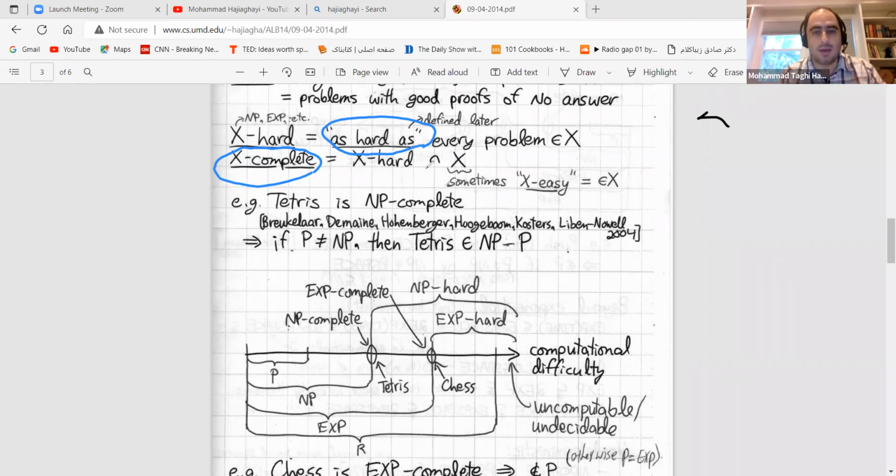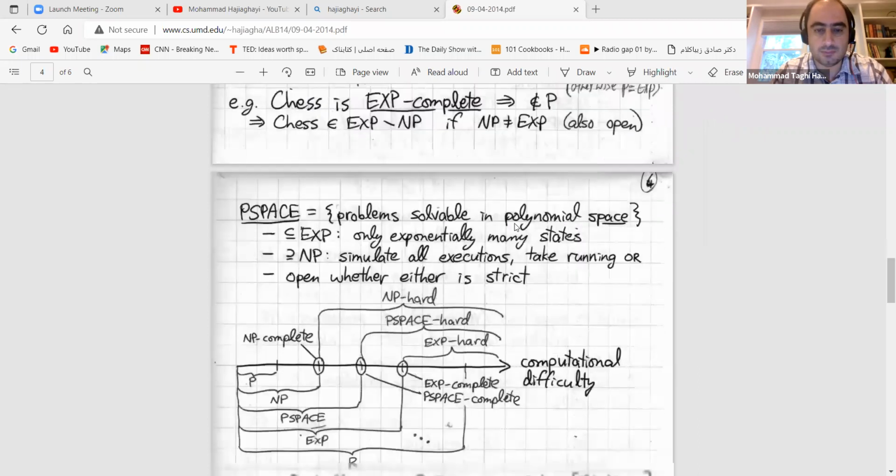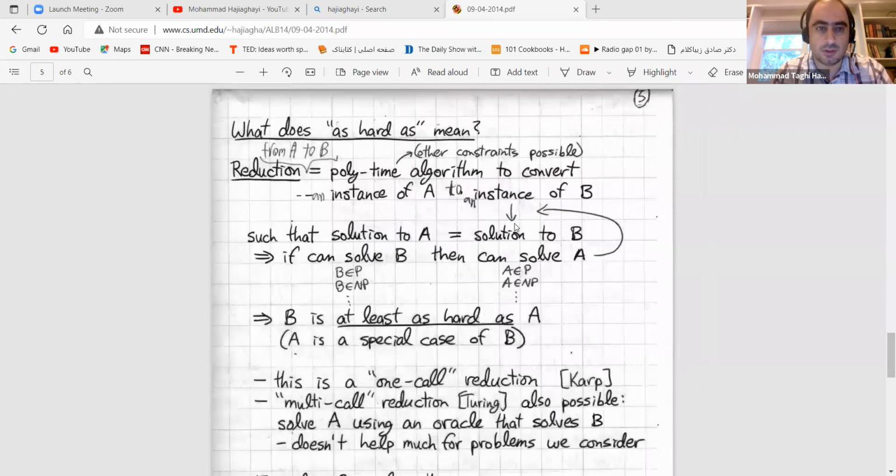So of course, belonging to X means, as we have seen, belonging to NP or PSPACE or anything, that's easy because you need to say, for example for NP, if I give a certificate, which is often a solution, whether it is a valid solution or not. That's the thing that we needed to do for NP. But the question is what's the meaning of NP-complete? That's the thing that makes it harder. So here we are talking about this part. What does it mean, as hard as this other problem?